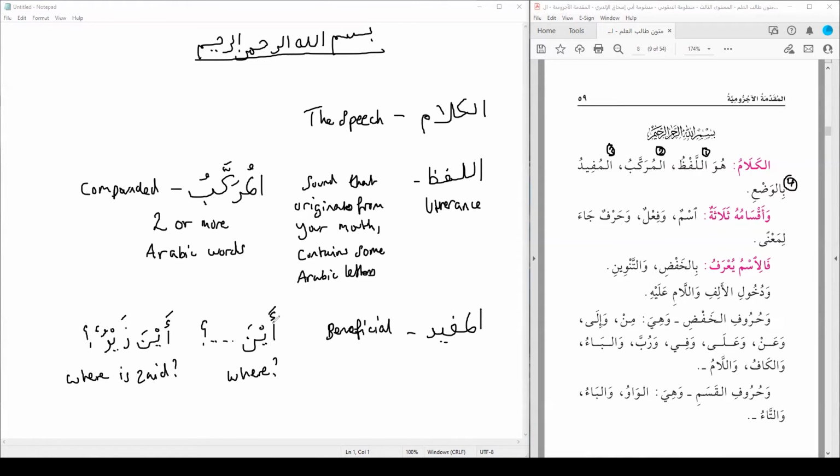Finally, the author said, bil wad'i. Bil wad basically means that the speech is in the Arabic language, and it is according to the definitions of the Arabic language as well. This is what bil wad means.